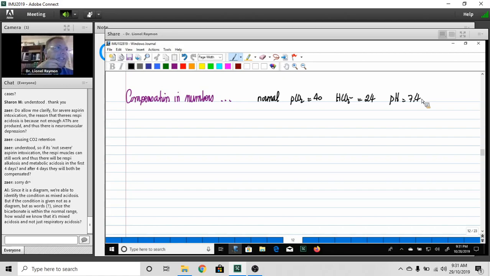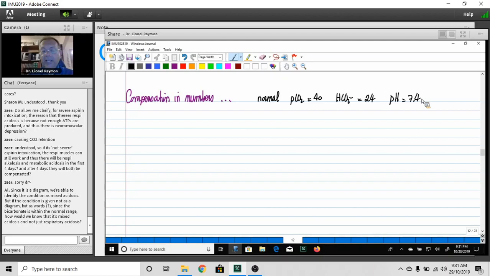So, Al, since it's a diagram, we're able to identify the condition as mixed acidosis. But if the condition is given not as a diagram, but as words, since the bicarb is within the normal range, how would we know that it's mixed and not just respiratory acidosis? So, Al, that's why we're about to do it in numbers, but you would already know.